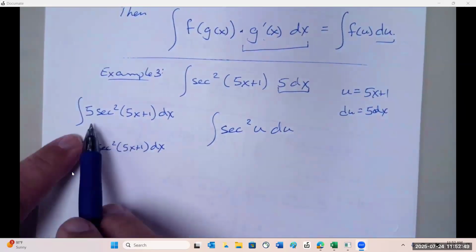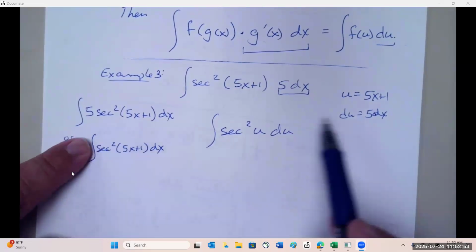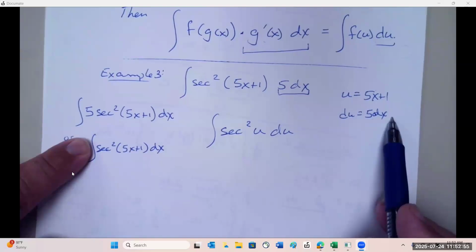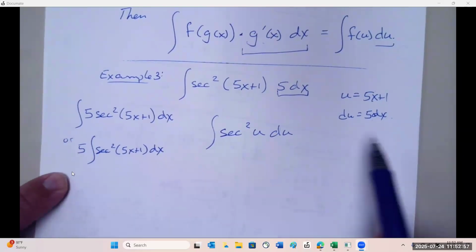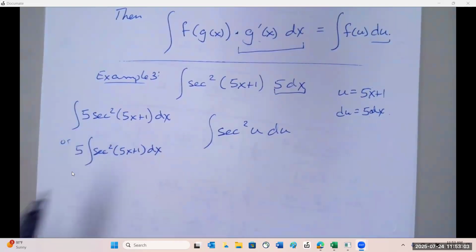Everything's good to go. But what if I gave you this? You would say, well, where's 5 dx? Or if I gave you this, where's the 5 dx? Do I have to put it in there? No, because it's already there. So you have to be able to view it and apply it as you see fit.